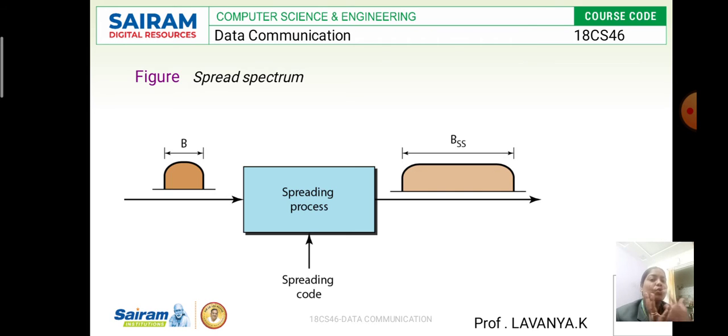During that time we have to provide security, privacy and data protection, everything, so we require a large amount of bandwidth. So we are going to use BSS, the spread spectrum bandwidth. This is helpful for carrying a large amount of data in the transmission link.